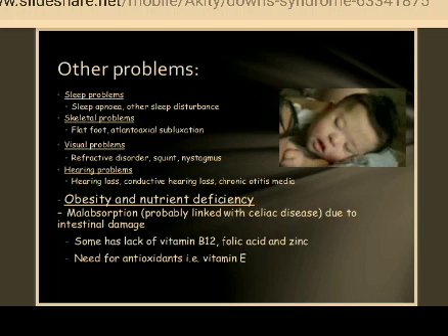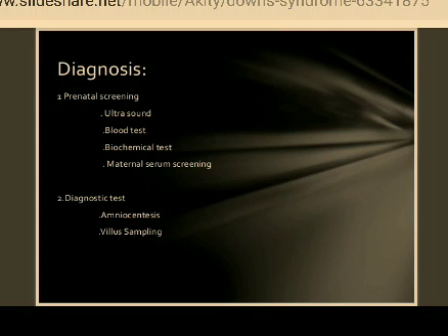Other problems: sleep problems, sleep apnea, other sleep disturbances; skeletal problems: flat foot, atlantoaxial subluxation; visual problems: refractive disorder, squint, nystagmus; hearing problems: hearing loss, conductive hearing loss, chronic otitis media; obesity and nutrient deficiency, malabsorption, possibly linked with celiac disease due to intestinal damage. Some have a lack of vitamin B12, folic acid and zinc, and a need for antioxidants, that is vitamin E.